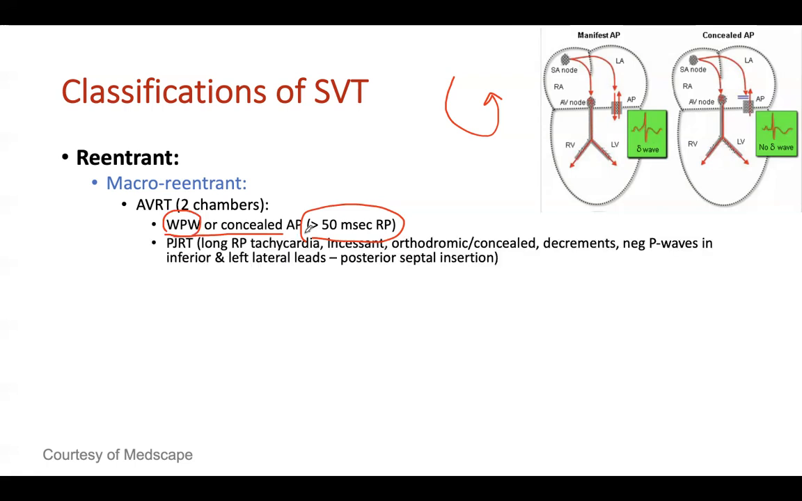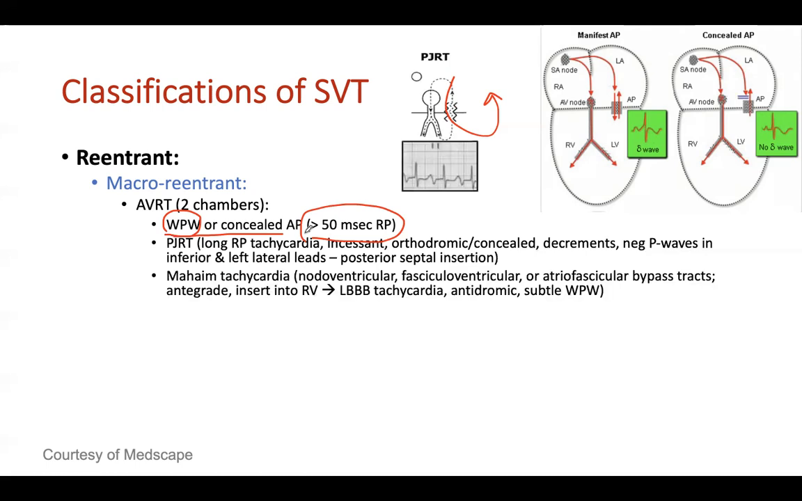Okay. So we discussed PJRT, which is a form of long RP tachycardia. It's usually incessant. It's concealed, meaning the accessory pathway only conducts retrograde. It's slow or has decrement, another way of saying slow. And because of where it usually inserts, it has negative P waves in the inferior and left lateral leads, okay? So it's a posterior septal insertion typically, okay?